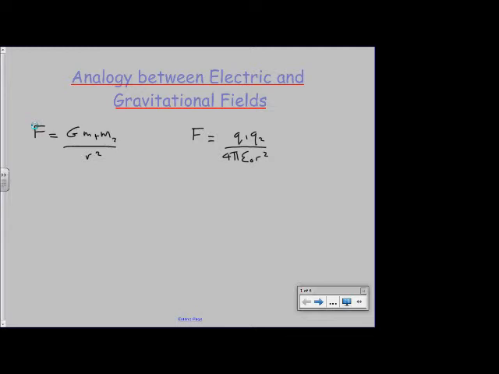If we think about the nature of the forces, in the case of mass, there's only one type of mass, and we get an attractive force. In the case of charges, we can have positive or negative charges, so two types of charges, and so we have two types of forces, attractive or repulsive.